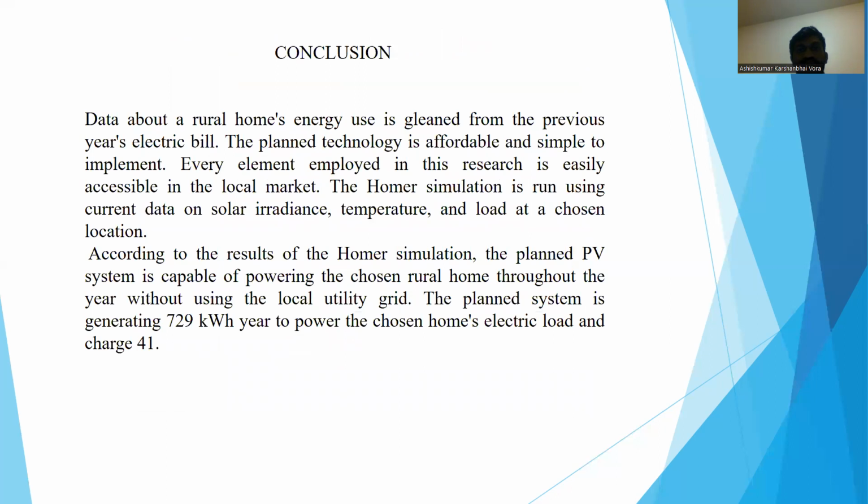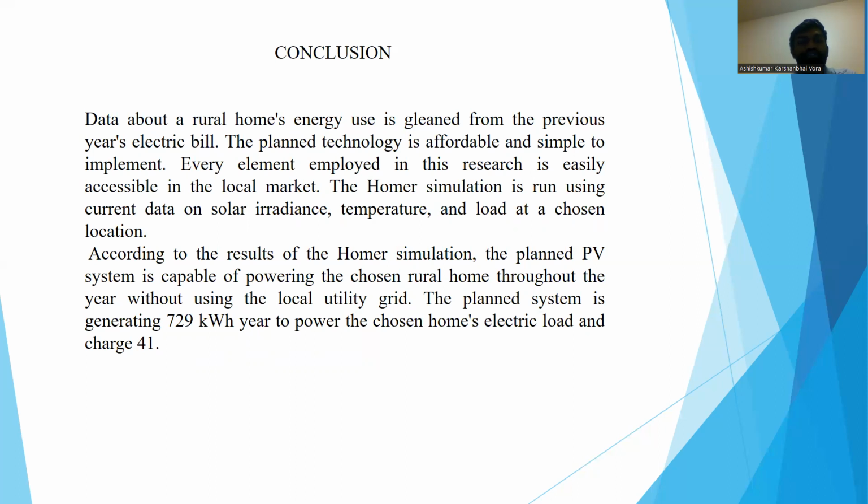And this is the conclusion of my topic. The data about rural homes' energy use is gleaned from the previous year's electric bill. The plant technology is affordable and simple to implement. Every element employed in this research is easily accessible in the local market. The Homer simulation is run using current data on solar irradiance, temperature, and load at the chosen location. According to the results of the Homer simulation, the planned PV system is capable of powering the chosen rural home throughout the year without using the local utility grid.